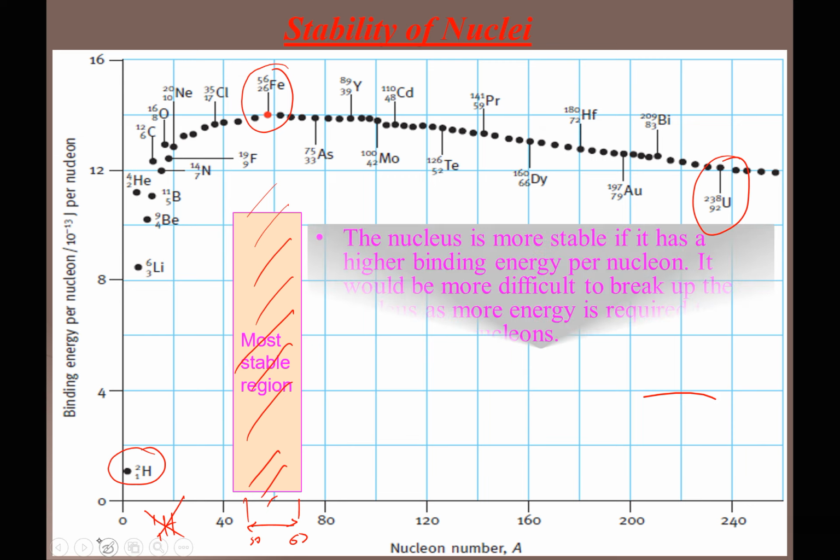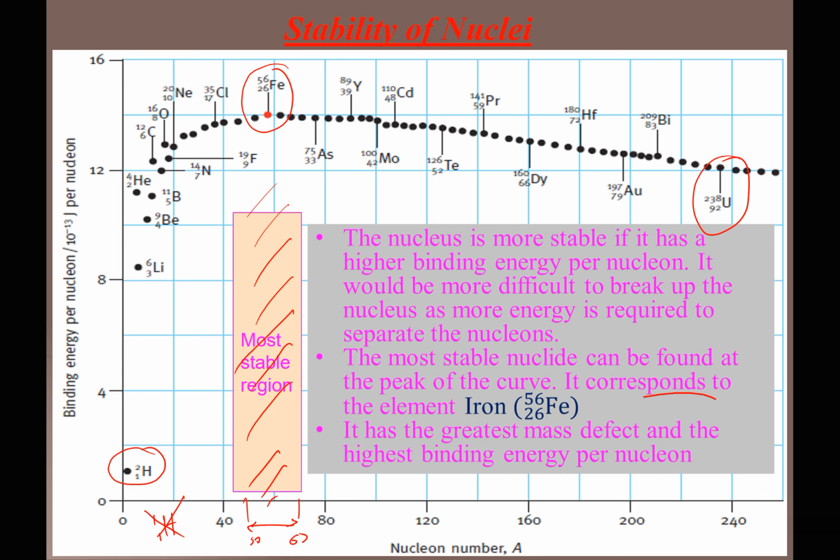What I've mentioned also is that a nucleus is more stable if it has a higher binding energy per nucleon. It would be more difficult to break up the nucleus as more energy is required to separate the nucleons. So if iron 56-26 is the most stable nucleus, it means it's very hard to split its nucleons apart to infinity, because the force which holds the nucleons together is extremely strong that it would require a lot of energy. The more energy required to separate the nucleons, the greater the binding energy per nucleon.